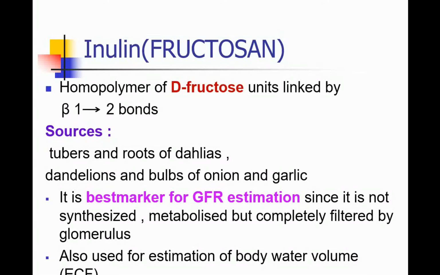Inulin is used as a marker for glomerular filtration rate, GFR. Since it is not synthesized or metabolized, but completely filtered by the glomerulus, inulin is used as a marker for the estimation of glomerular filtration rate.